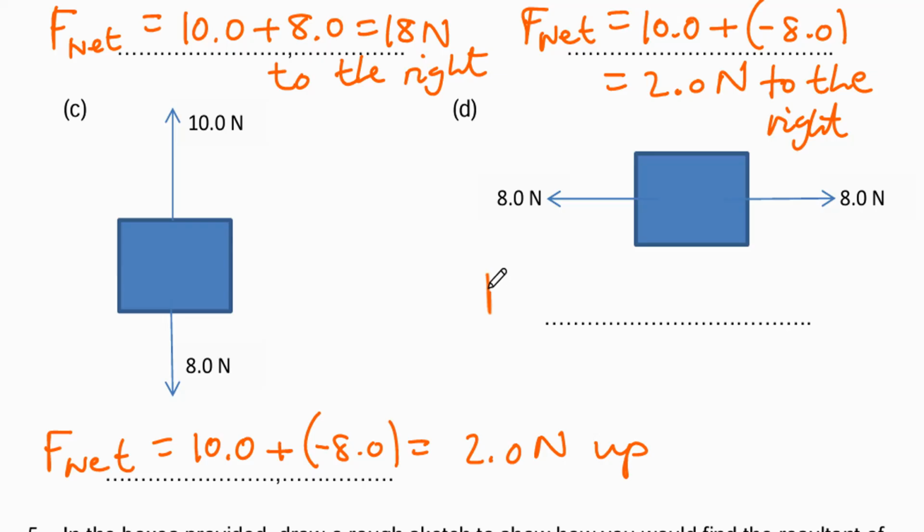Then in D, we have an 8 Newton force to the right and an 8 Newton force to the left. So this 8 Newton force we can make positive. This force is to the left, so it's negative. So 8 newtons plus negative 8 newtons. And of course here the answer is 0. So the net force or resultant force here will be 0.